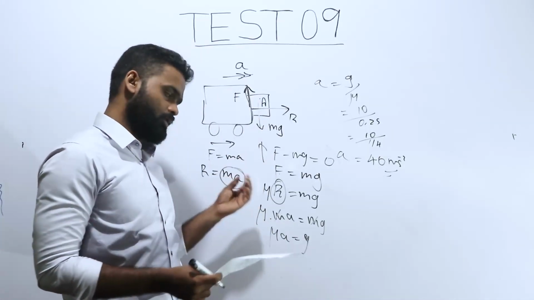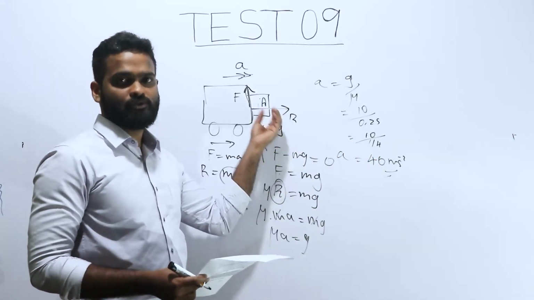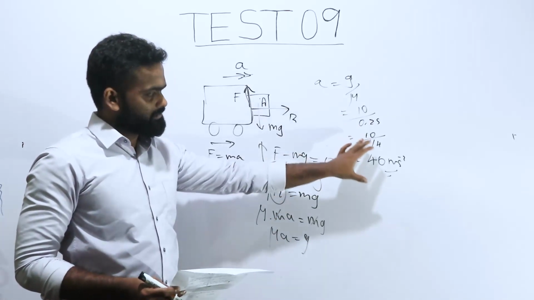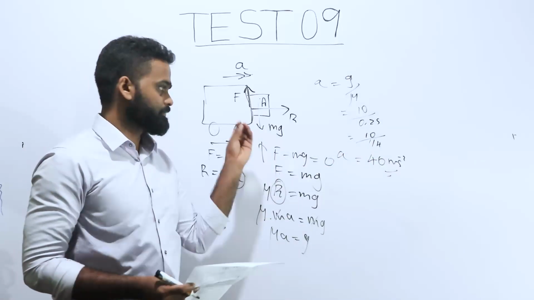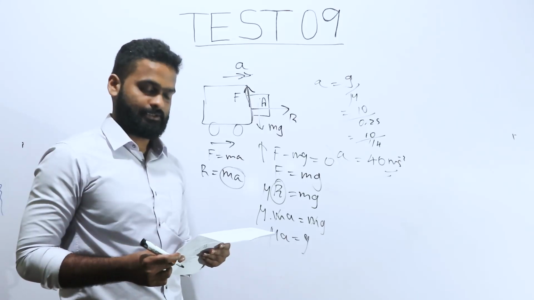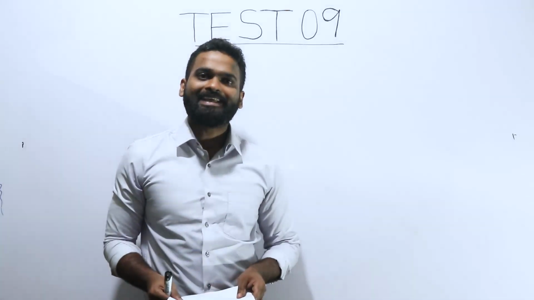If we go at a higher acceleration than this, in that case also this won't slide downwards. That's why they ask for the minimum acceleration. So that's the minimum requirement for this to happen. So the answer for the 13th question should be the 5th one. Moving on to the 14th question.